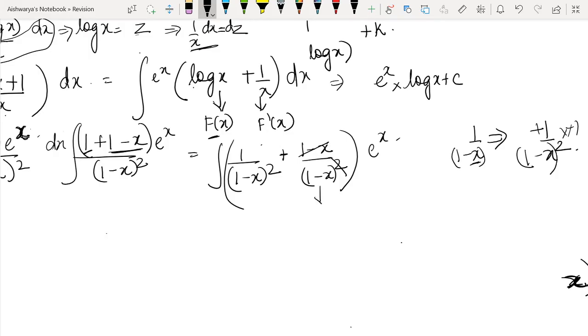So you have this term as your f of x and this term as your f dash of x. So your final result will be e power x into f of x. In this case it is e power x divided by 1 minus x plus k or c.